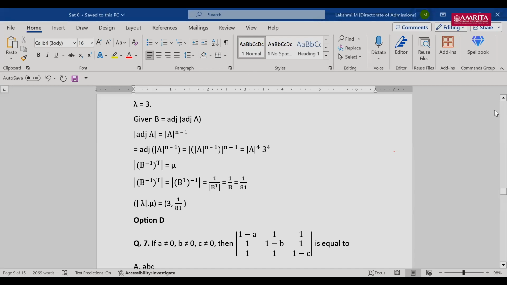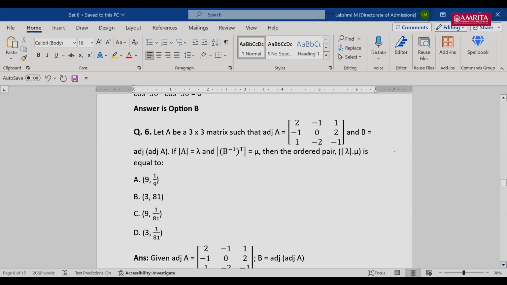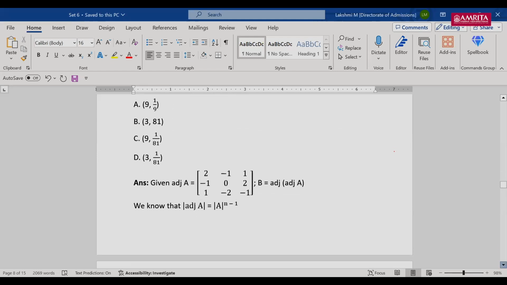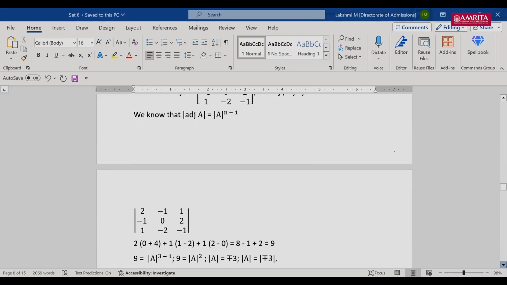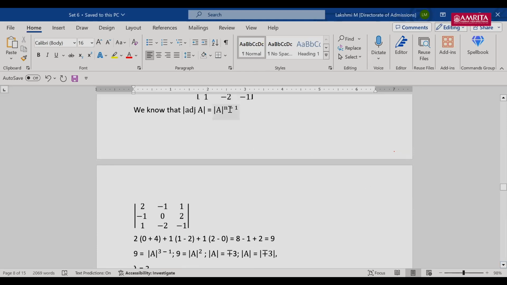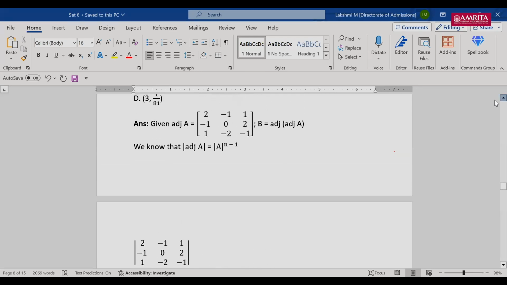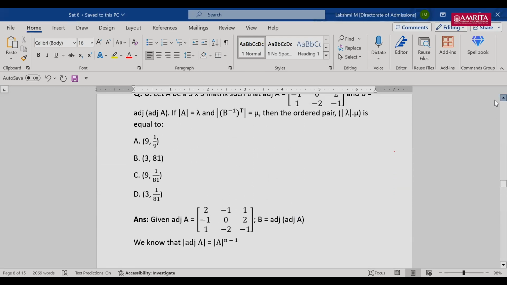Just hold on for a second. Somebody is asking for the question explanation again. Determinant of adjoint A is equal to A raised to n minus 1. N is the order, you know that, right? You could solve this for the values and you got the value as 9, and this is A square, so A is plus or minus 3. You have to take plus 3 because the question asks for mode lambda. So it will be 3 anyway.